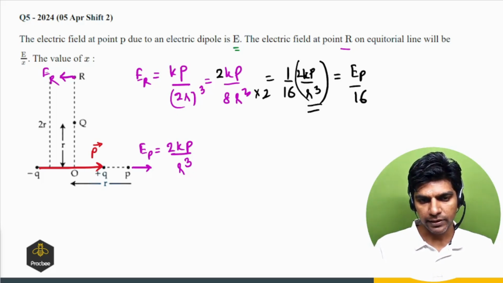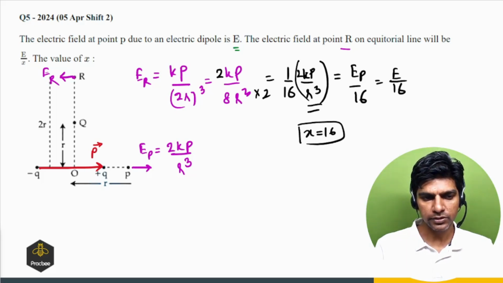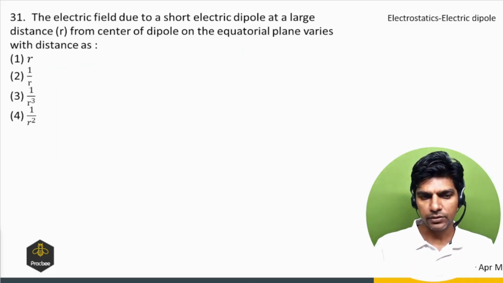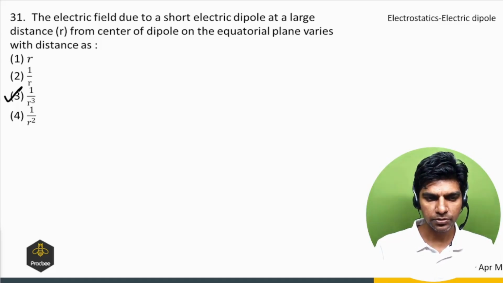So we have to find the electric field at R, it will be E by X. So it will be E by 16. So X comes out to be 16, right? So 16 is the answer of this question. Let us take another question. The electric field due to a short dipole at a large distance r from the center of the dipole on the equatorial plane, as you have seen, the formula is Kp by r cube. So option 3 is the right answer.